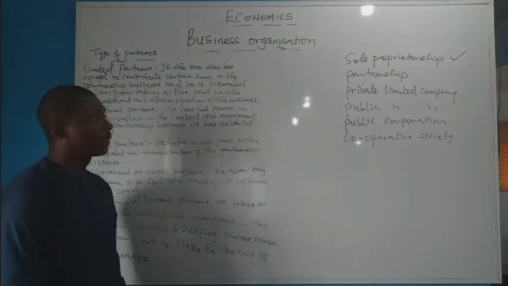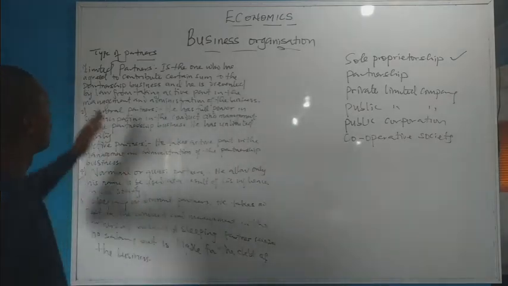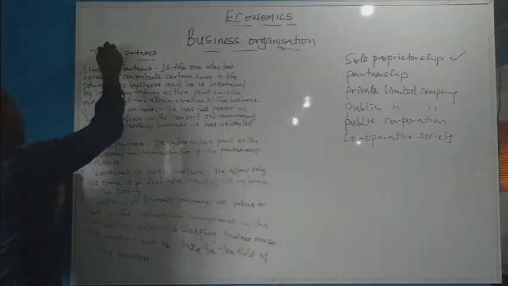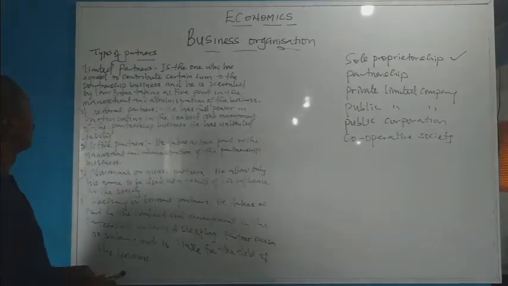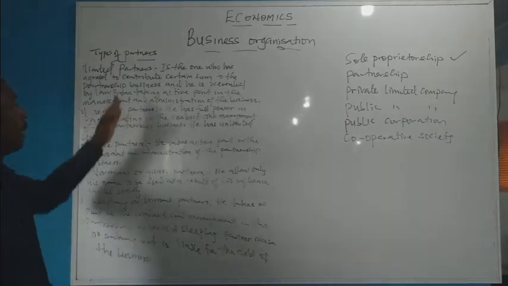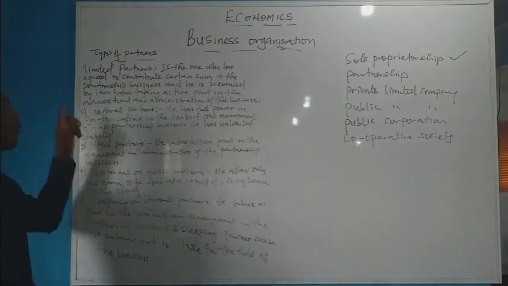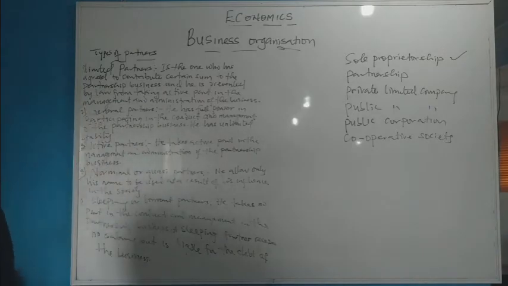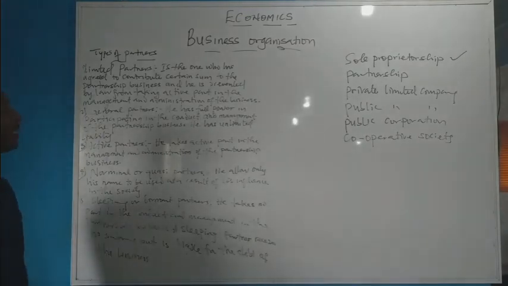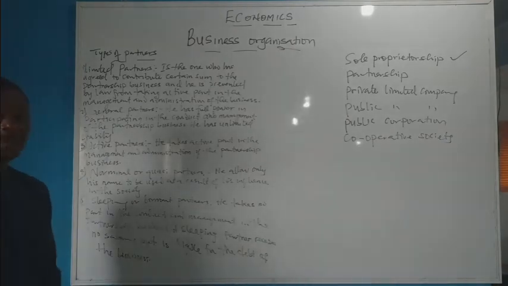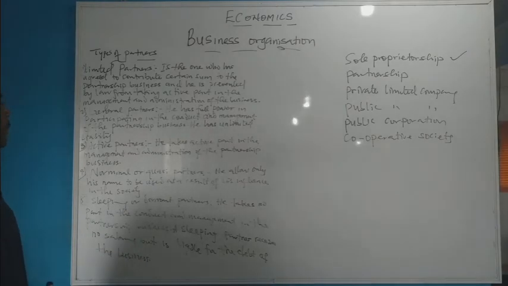Alright, now we are looking at types of partners. We have about 5 types of partners. We have the limited partners. Now, like it said on the write-up, it's the one who has agreed to contribute a certain sum to the partnership business and is prevented by law from taking active part in the management and administration of the business. He just contributes his capital.